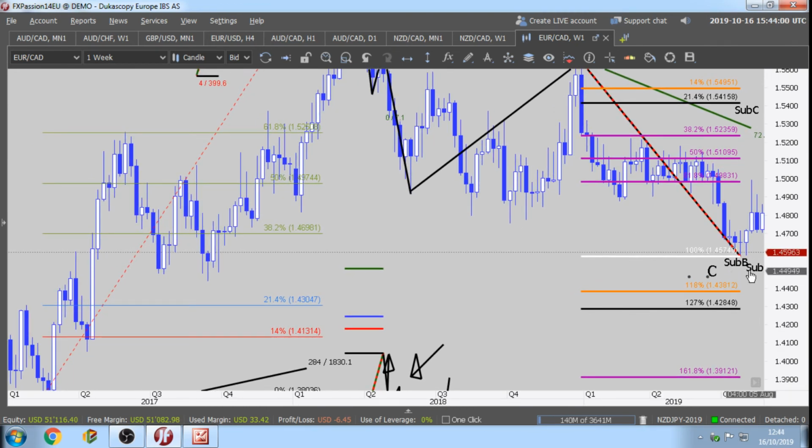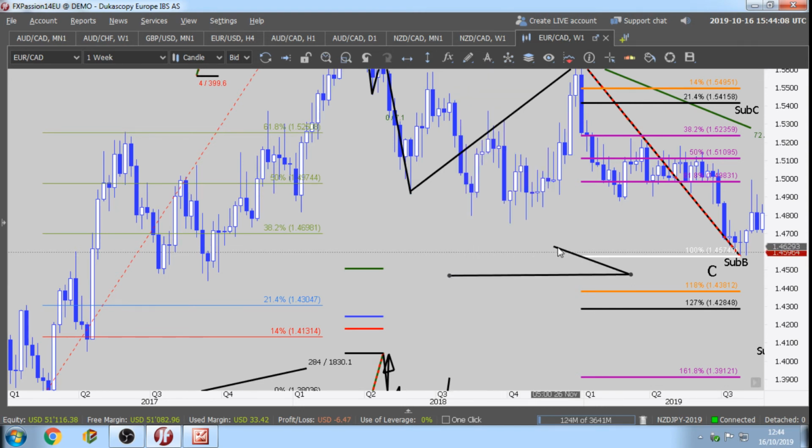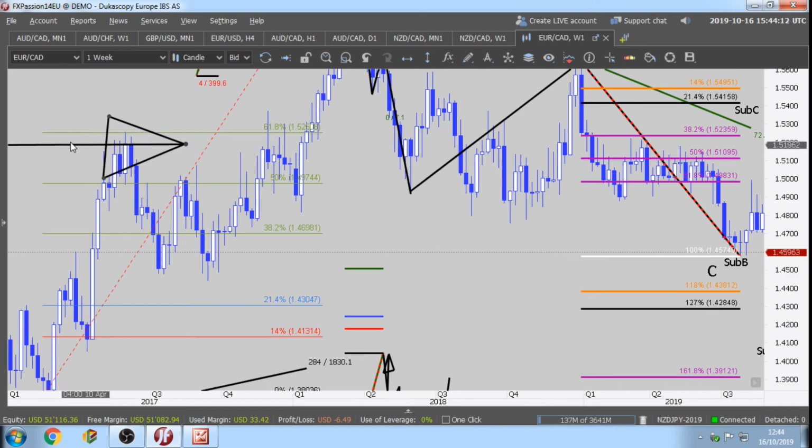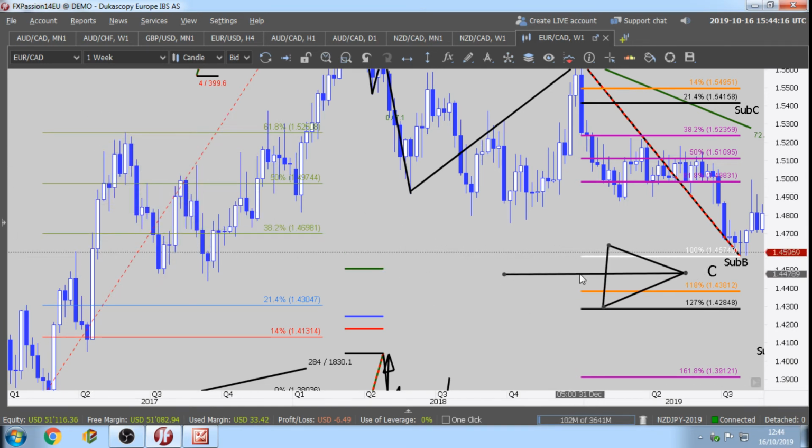Sub B, right? C. Now, is this C? This is the third time that we are moving our C inside the AB boundary of the original Fibonacci. Is this C confirmed? EuroCAD weekly chart. Is this C confirmed, everybody?